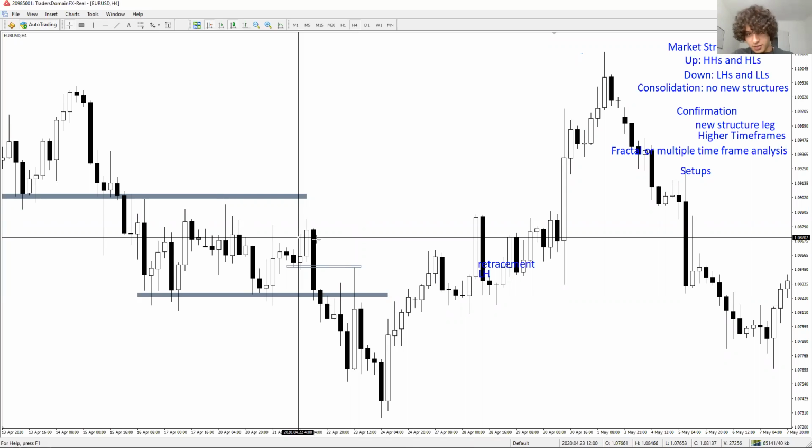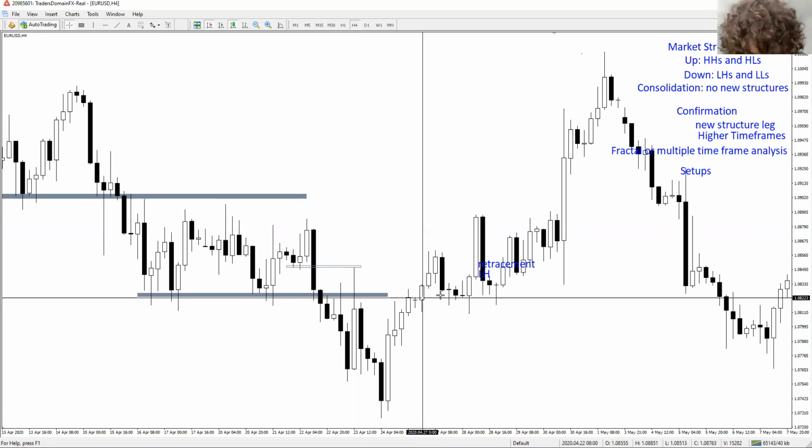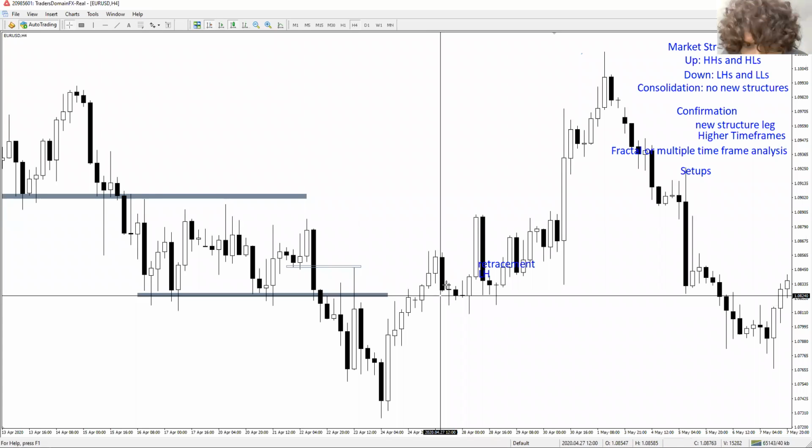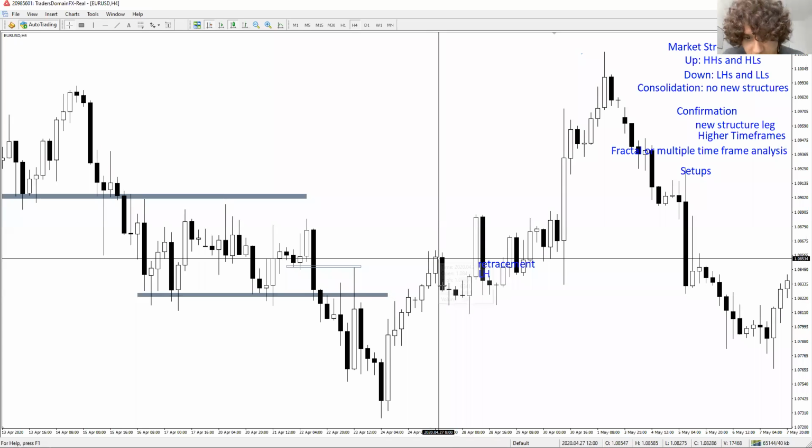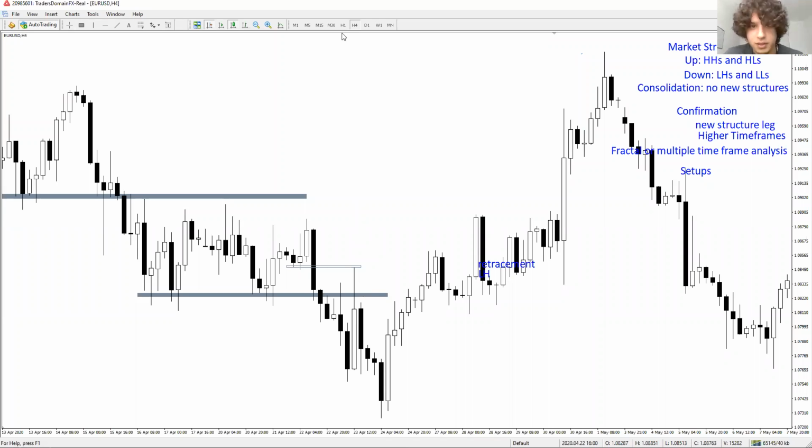I wonder what the next 8 a.m. did. So yeah, 8 a.m. kind of rejected again. It just happens, but yeah, focus here. Lower high, lower low. Why did this happen? Let's go to the 1 hour.